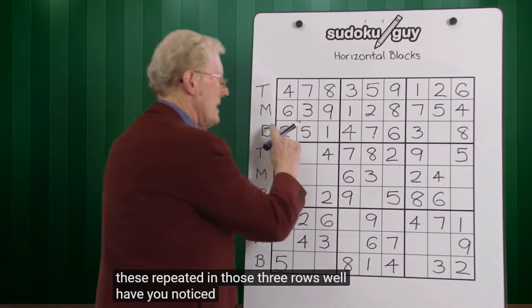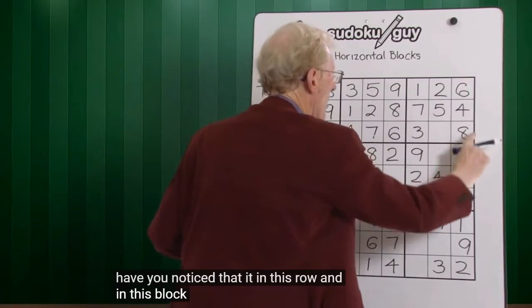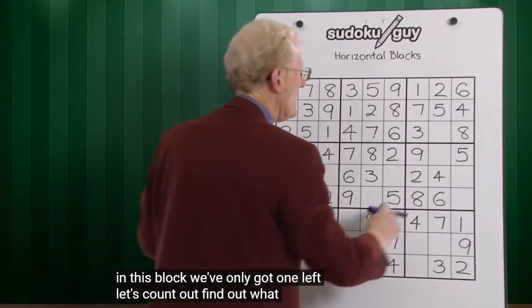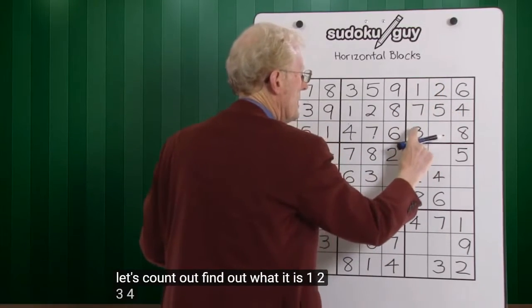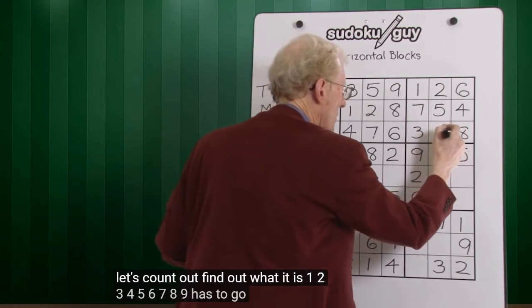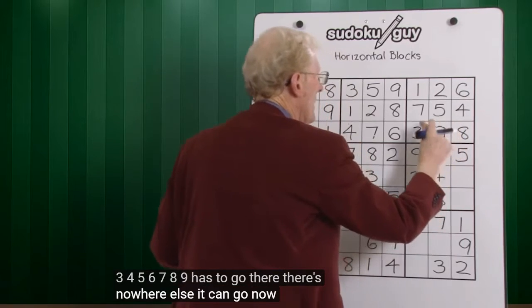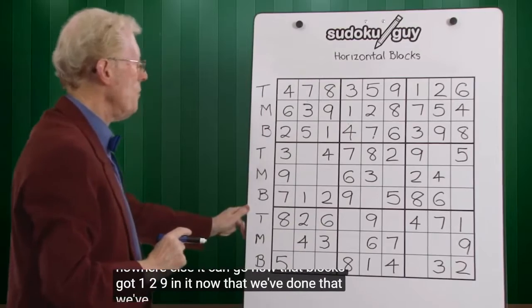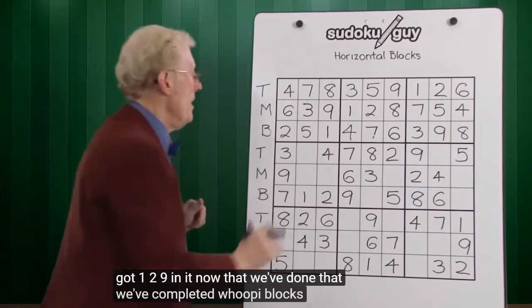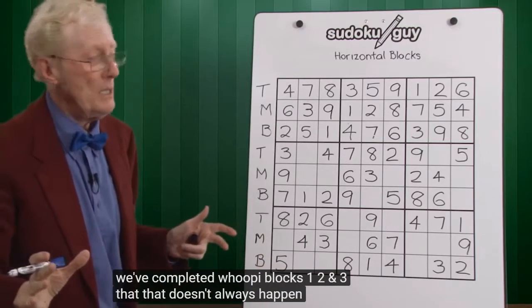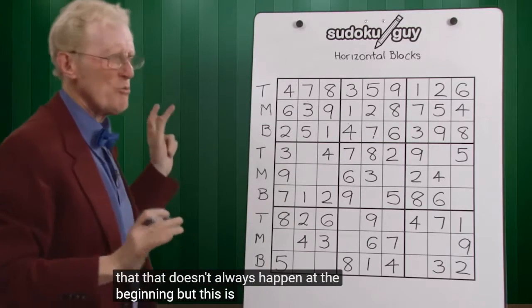Well, have you noticed that in this row and in this block, we've only got 1 left? Let's count out, find out what it is. 1, 2, 3, 4, 5, 6, 7, 8, 9 has to go there. There's nowhere else it can go. Now that block's got 1 to 9 in it. Now that we've done that, we have completed, whoopee, blocks 1, 2, and 3. Now, that doesn't always happen at the beginning, but this is really easy.